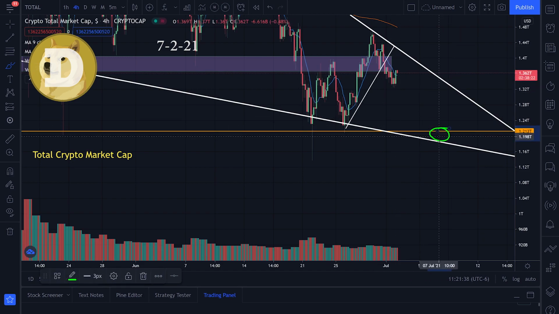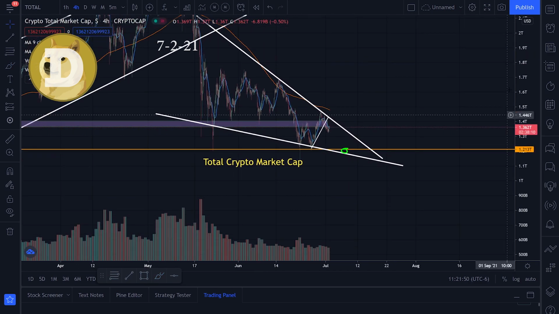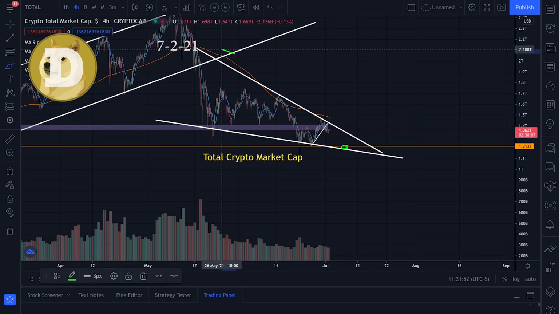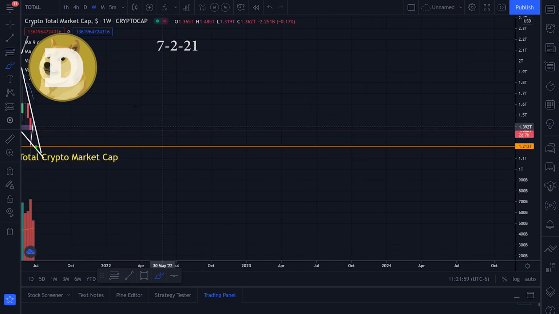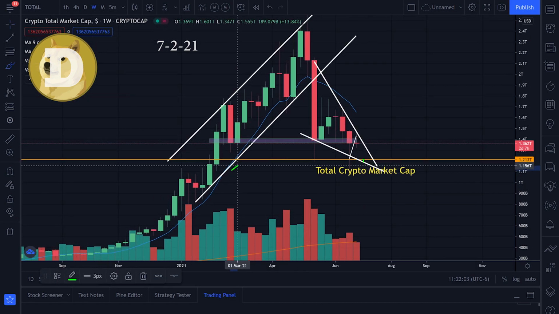Maybe watch for a reversal, to see if we can start testing this trend line again, and maybe we can finally get that breakout. That's basically what I've been watching and waiting for, a break in this trend line right here on the total crypto market cap. I also think on the weekly time frame, like I've been talking about, if you go to the 9 moving average, this is the other one that you want to watch right here.